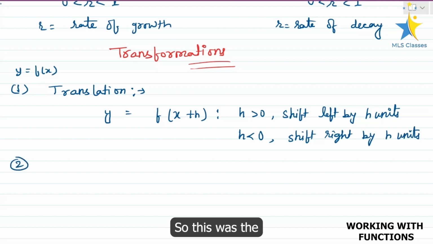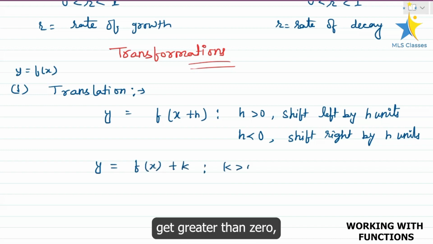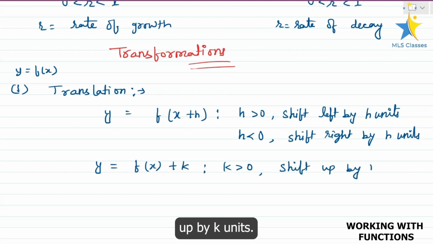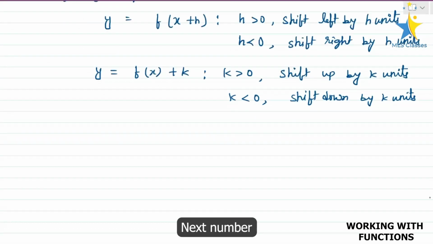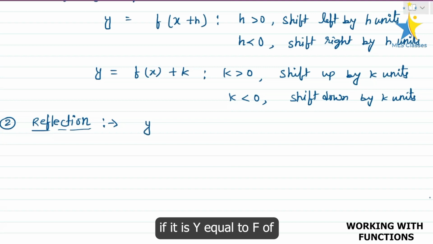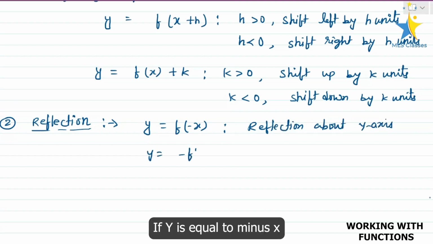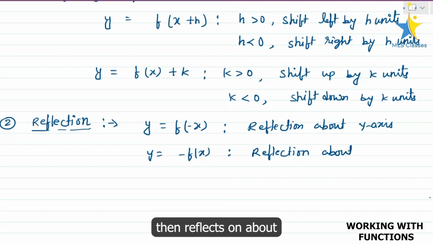This was horizontal translation only. Then we will talk about vertical translation. In vertical translation, it's given as y equal to f(x) plus k. Here it's simple: if k is greater than 0, then shift up by k units. If k is less than 0, then shift down by |k| units. Next, number 2 is reflection. In reflection, if it is y equal to f of minus x, then it is reflection about the y-axis. If y is equal to minus f(x), then it is reflection about the x-axis.